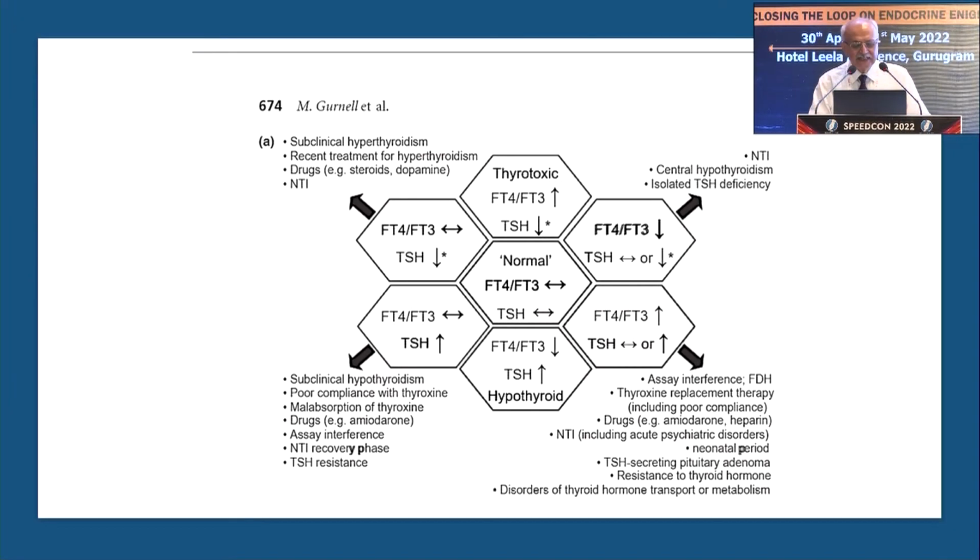The last set, which is most important, is where free T4 and free T3 are increased and TSH is also increased. Here you have to think of assay interference, familial dysalbuminemic hyperthyroxinemia, thyroxine replacement therapy including poor compliance, drugs like amiodarone and heparin, non-thyroidal illness, the neonatal period in which there are bursts of increase in the TSH, T3 and T4, resistance to thyroid hormone, and lastly disorders of hormone transport and metabolism. Now, how do you approach such a subject?